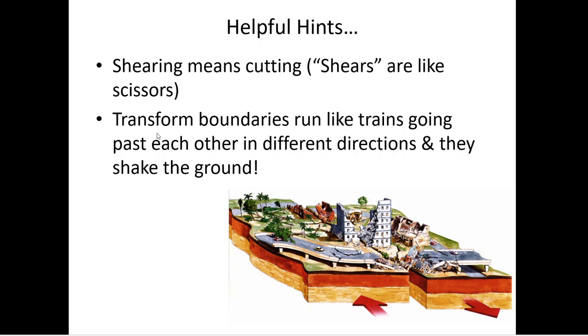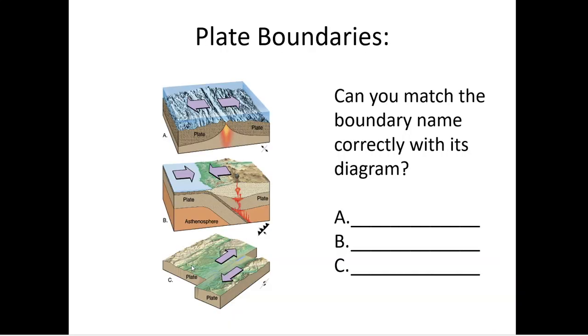And so shearing means, if you think about it, shearing means cutting. Shears are like scissors. So transform boundaries run like trains, going past each other in different directions as they shake the ground. So you can think about it. If we build buildings on this fault, one moves up, the other moves down, say bye-bye to the building, and it just gets split right down the middle. And that's what's happened in some of our biggest earthquakes, okay?